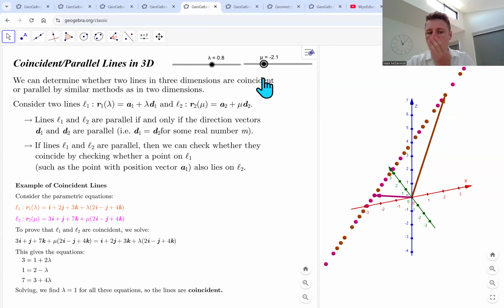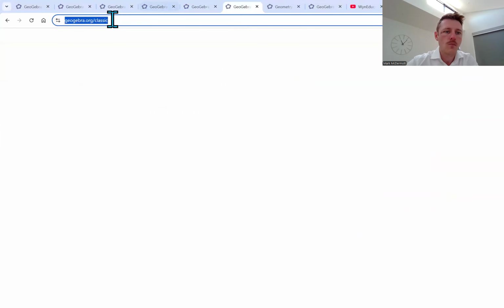Okay, so again, using the same method we did in 2 dimensions, we can show that the lines are coincident. Okay, next one.